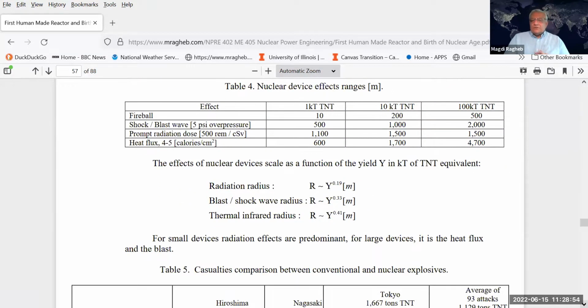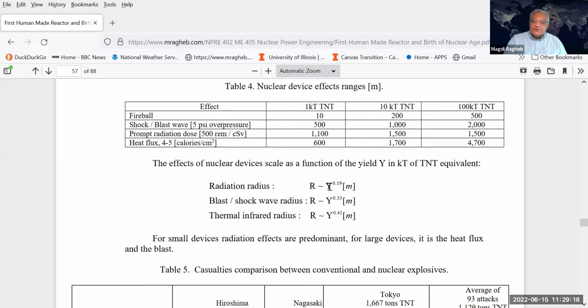Notice here we can describe the destruction by different forms of energy release. It can be released in the form of radiation. It can be produced as shock wave and blast. And then the thermal infrared radiation, that would be heat that could cause burns and can cause fires, depends on the yield of the device.